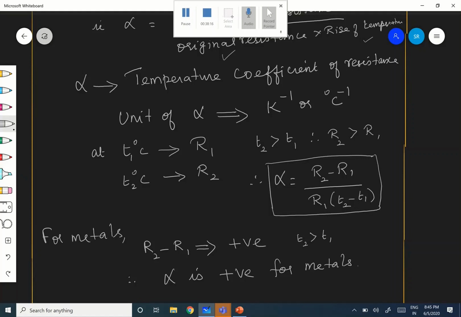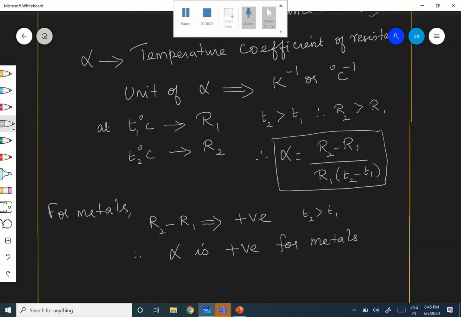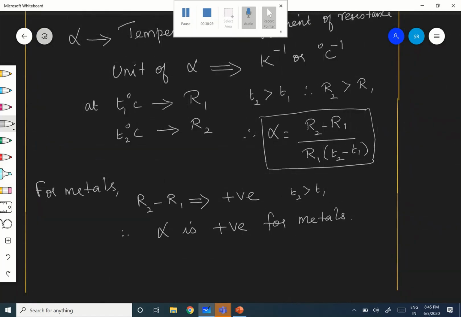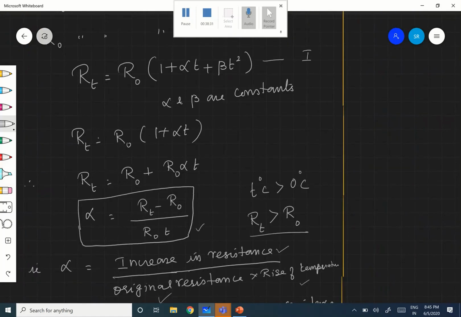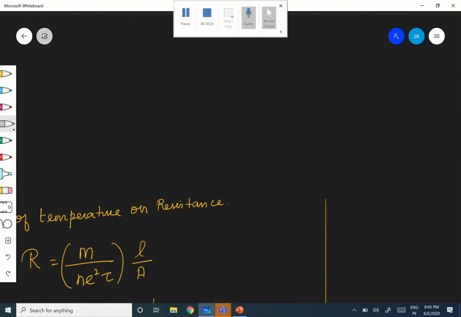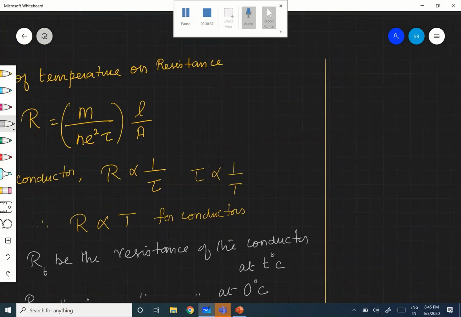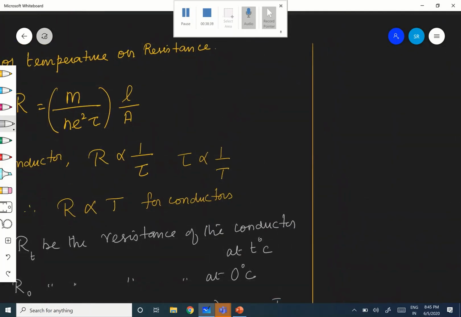For metals, okay, right. Now, next one, for semiconductors and insulators. I think you have an idea about semiconductors. I think you have studied them in your 11th standard chemistry. Anyhow, I'll give you a picture.